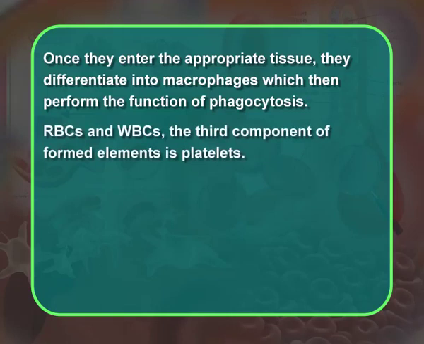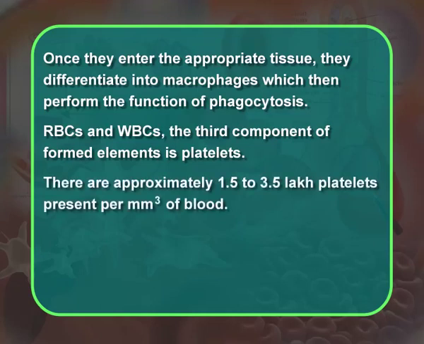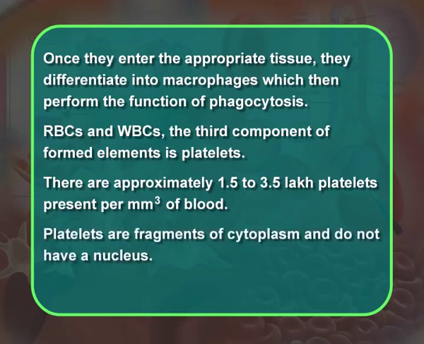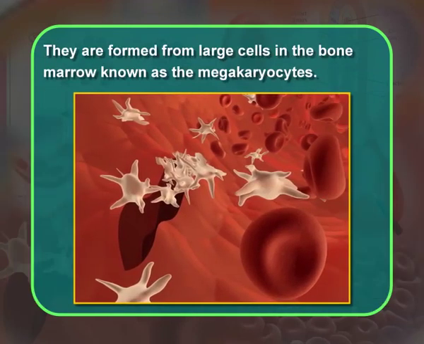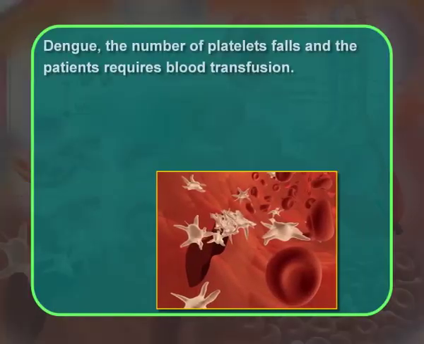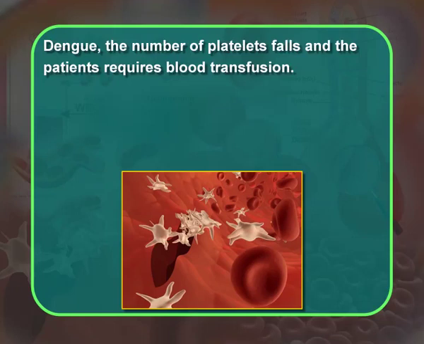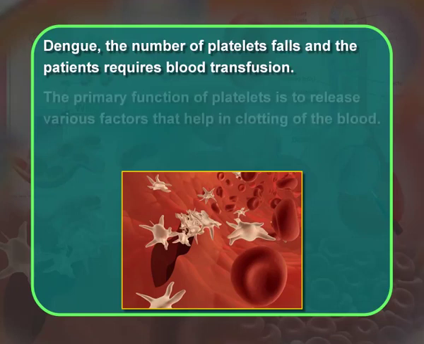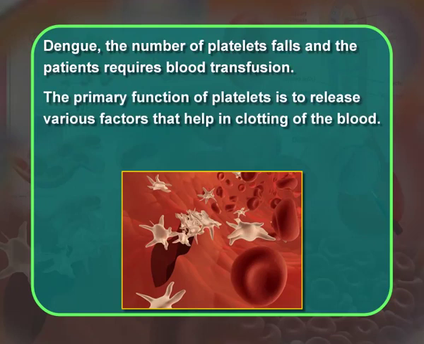Friends, after RBCs and WBCs, the third component of formed elements is platelets. There are approximately 1.5 to 3.5 lakh platelets present per cubic millimeter of blood. Now, platelets are fragments of cytoplasm and they do not have a nucleus. They are formed from large cells in bone marrow known as megakaryocytes. You must have heard that in certain diseases like dengue, the number of platelets falls and the patients require blood transfusion. The primary function of these platelets is to release various factors that help in clotting of the blood.